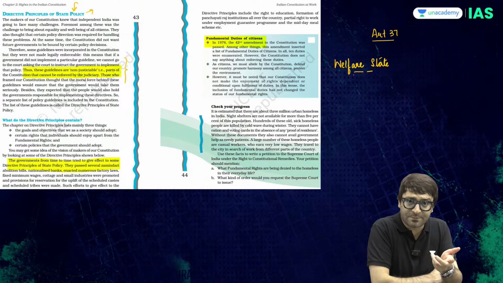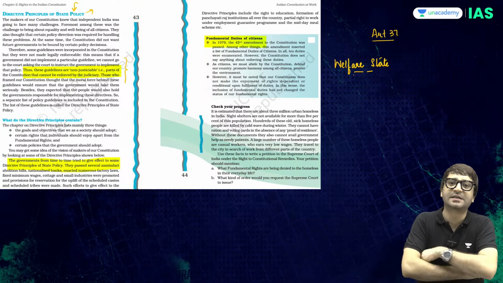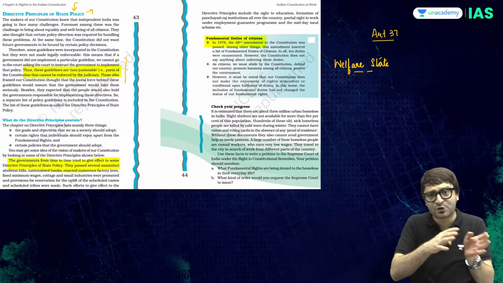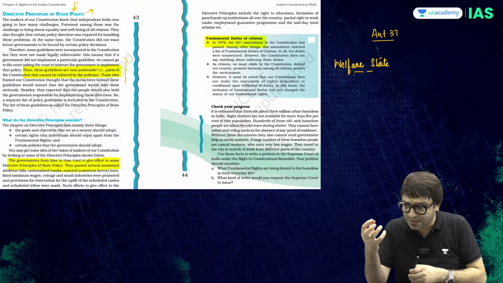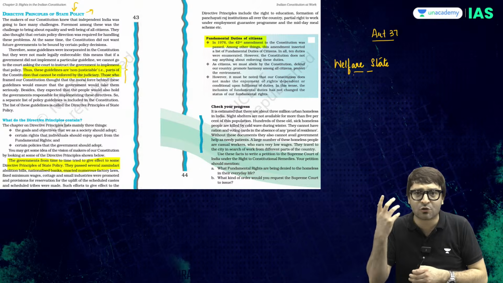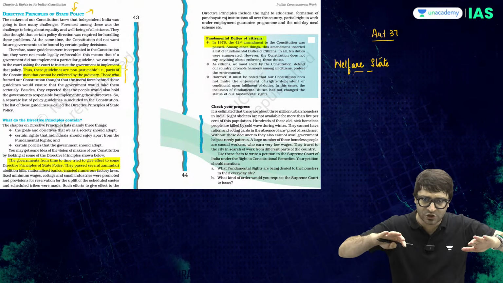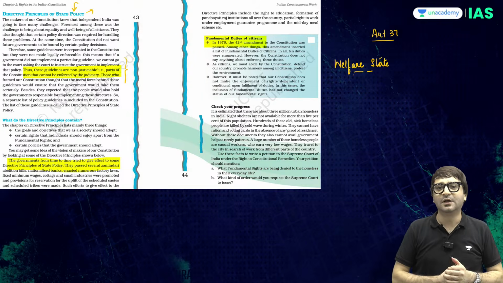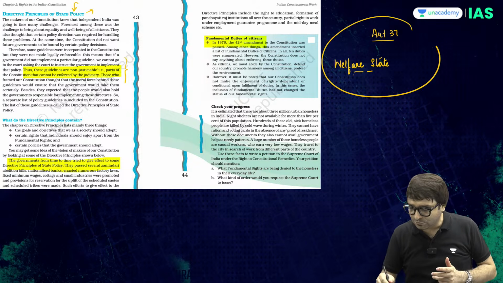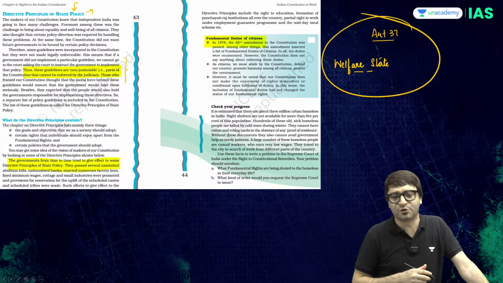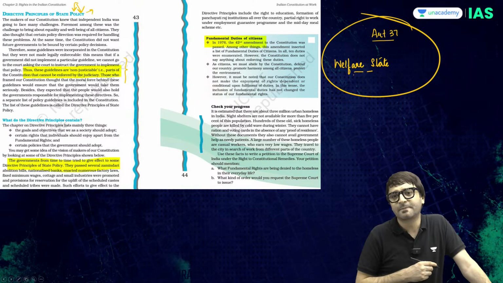The government should take steps so that Panchayati Raj institutions are established. The government should take steps so that we enact a uniform civil code. The government should take steps so that executive and judiciary are separated from each other. All these are non-enforceable parts of the Constitution under directive principles.